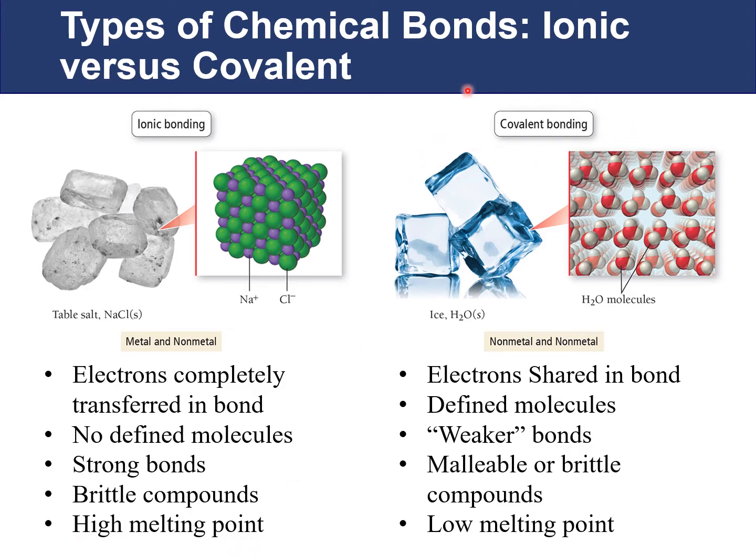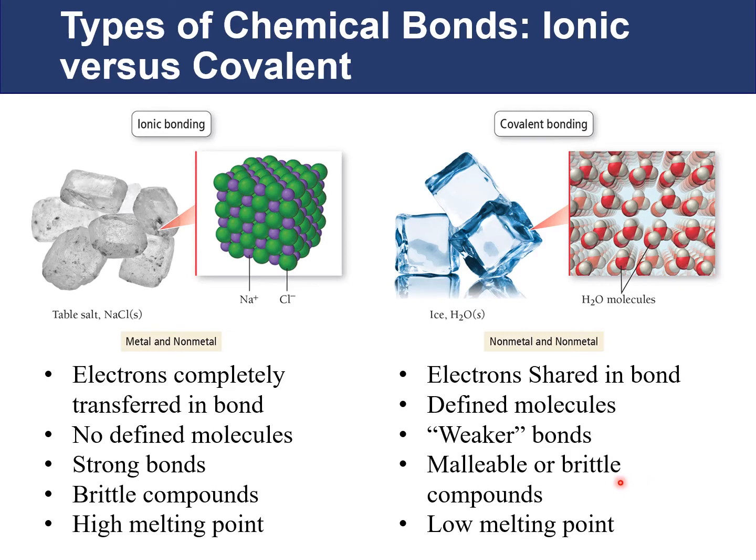Molecules with covalent bonds, on the other hand, in a covalent bond, the electrons are shared in the bond. There are defined molecules. You can clearly tell which atoms are sharing the electrons with the other atoms. These form weaker types of bonds as compared to the much stronger ionic bonds.